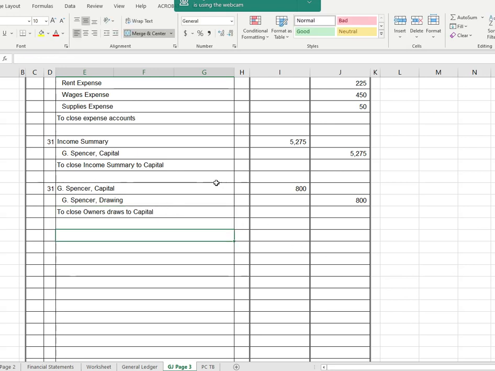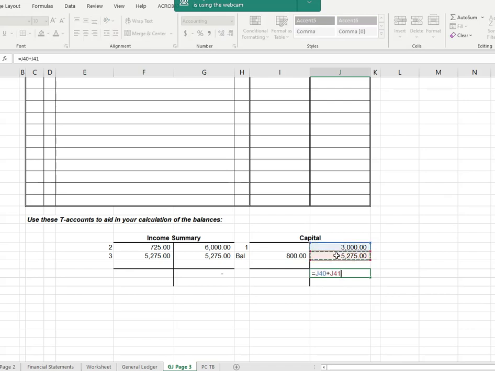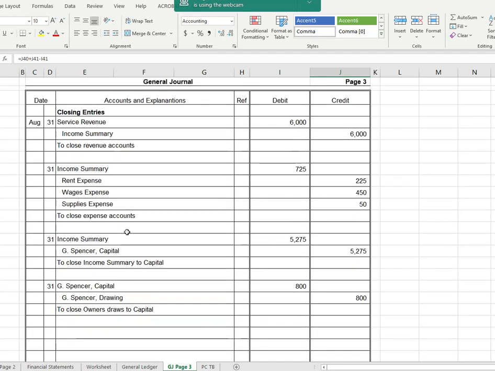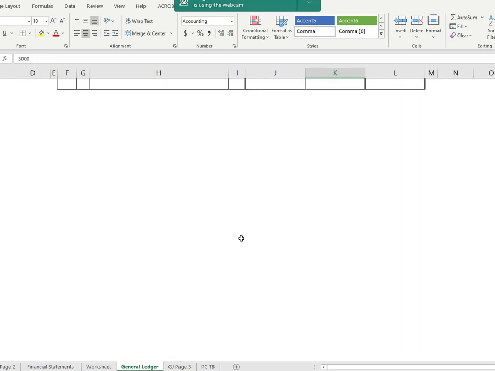Okay, so now I need to post this to my little T account. So I have $800. So I'm going to equal this plus this minus that, and my balance in my capital account's $5,725. Okay. So next I need to post each of these entries to my general ledger. Okay, so the first thing I'm going to do is post my debit to service revenue. So I'm going to go to my general ledger and I'm going to find my service revenue.